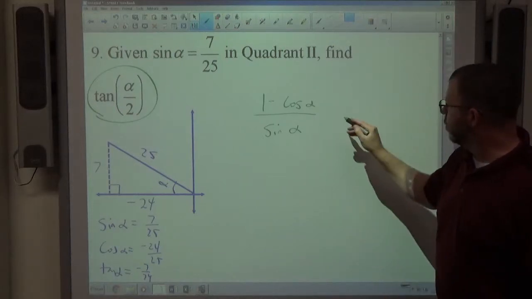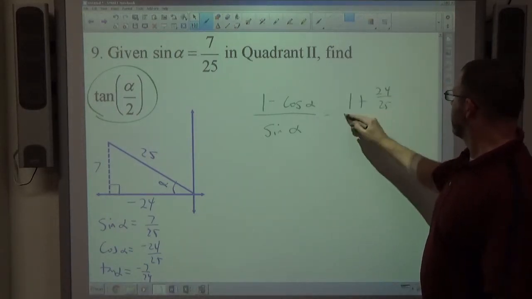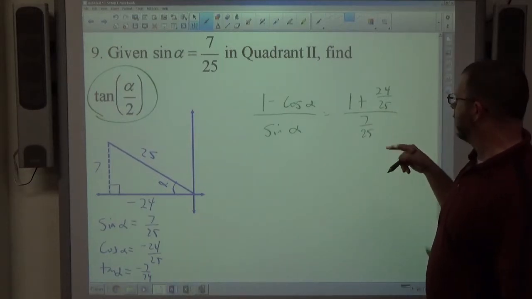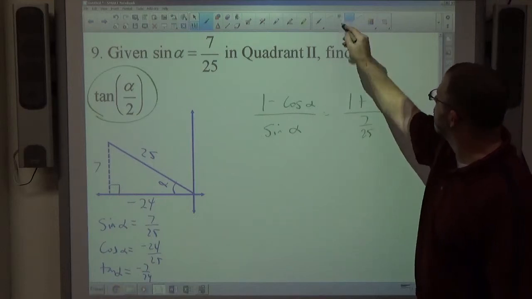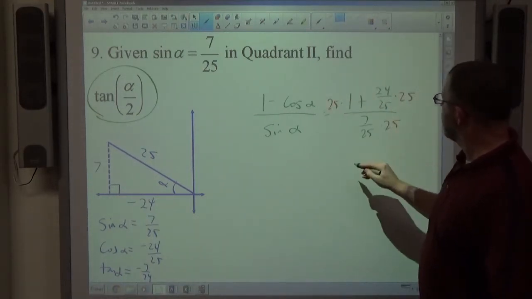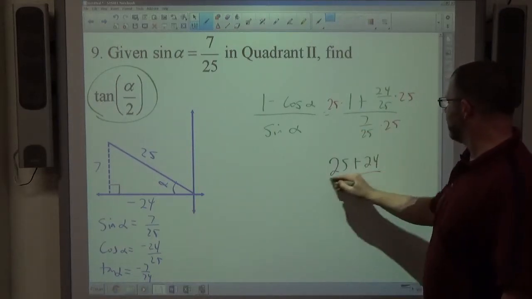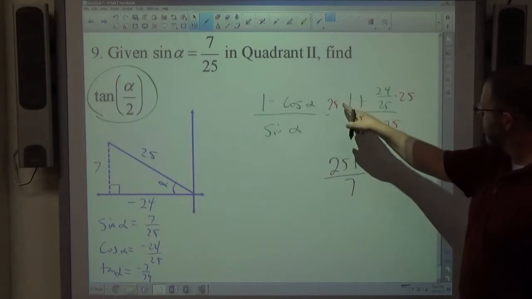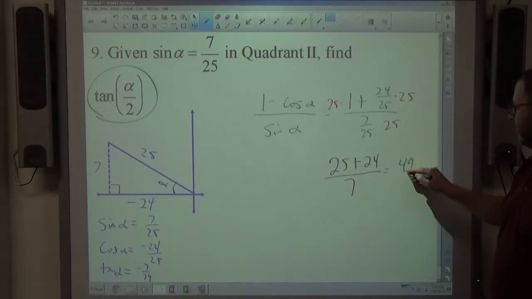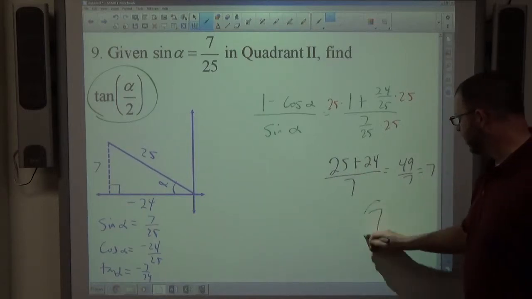All right, so 1 minus cosine, that's going to be 1 plus 24/25 over sine, which is 7/25. And this is pretty common that you get to these fractions inside of fractions. So times 25, times 25, times 25. It's going to get me 25 plus 24 over 7. That just makes 49 over 7, which just makes 7. So that's the answer, 7.